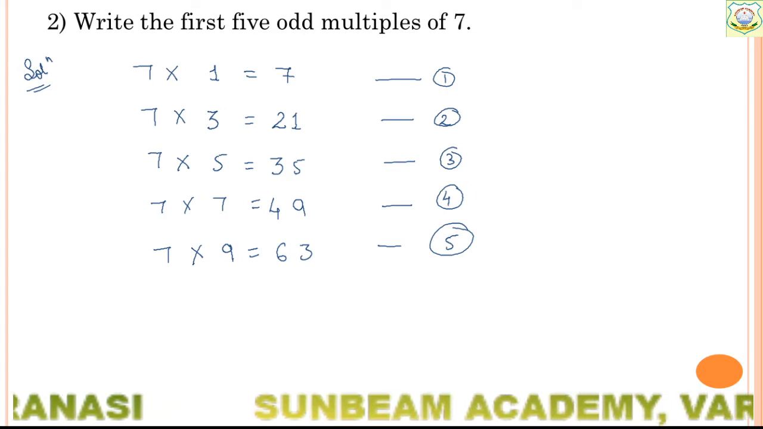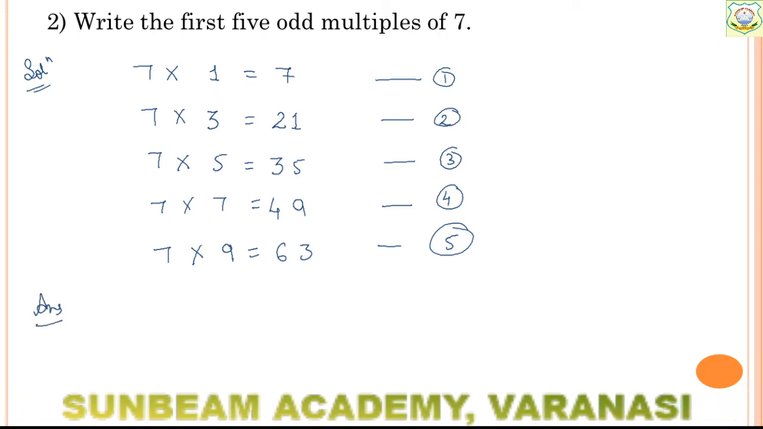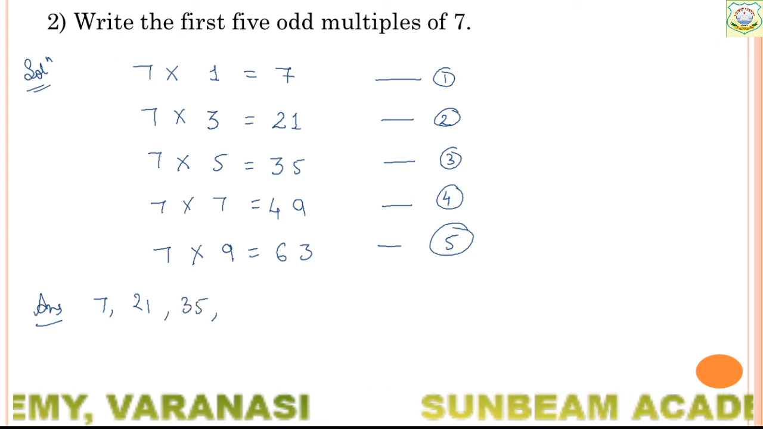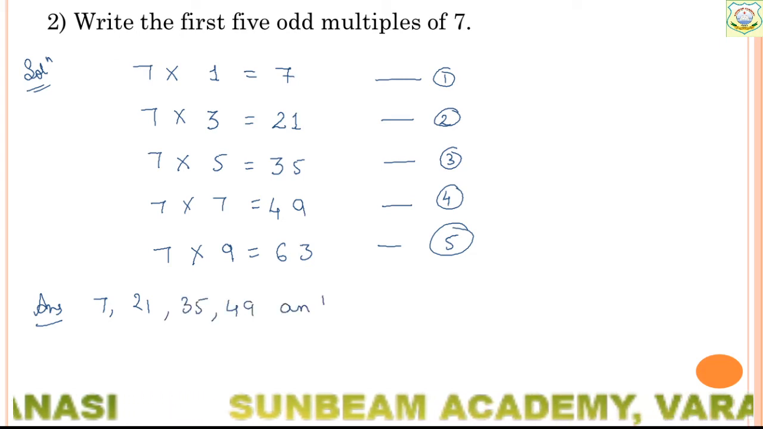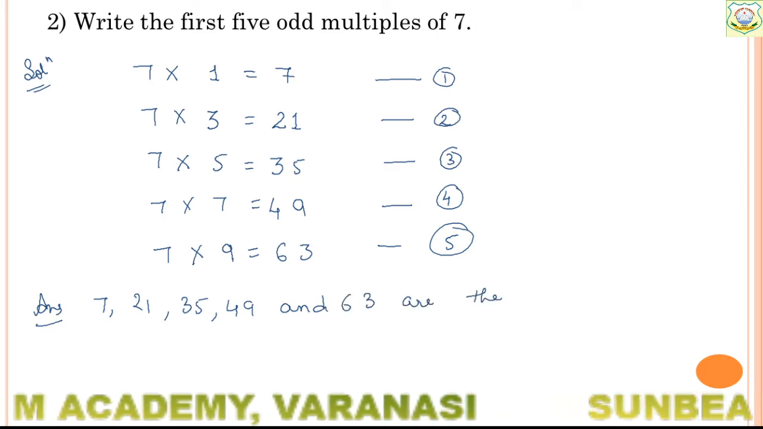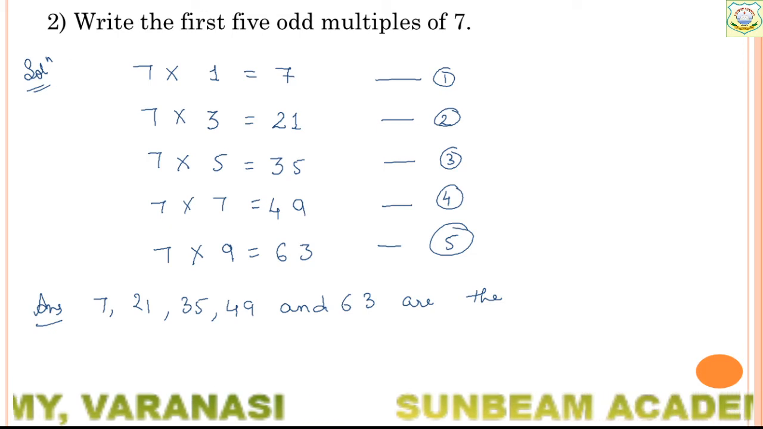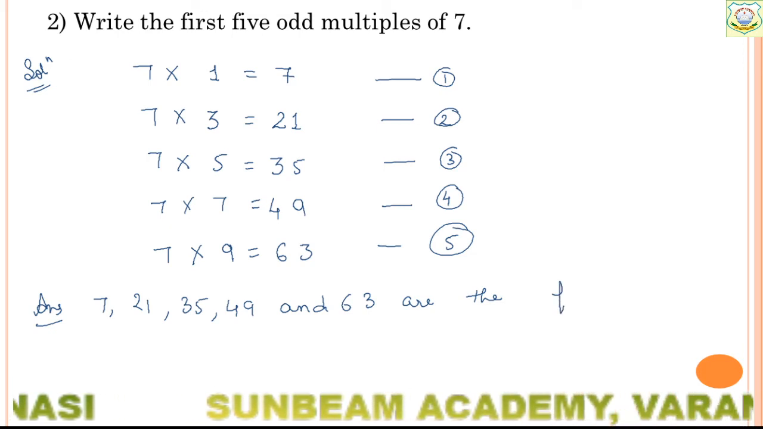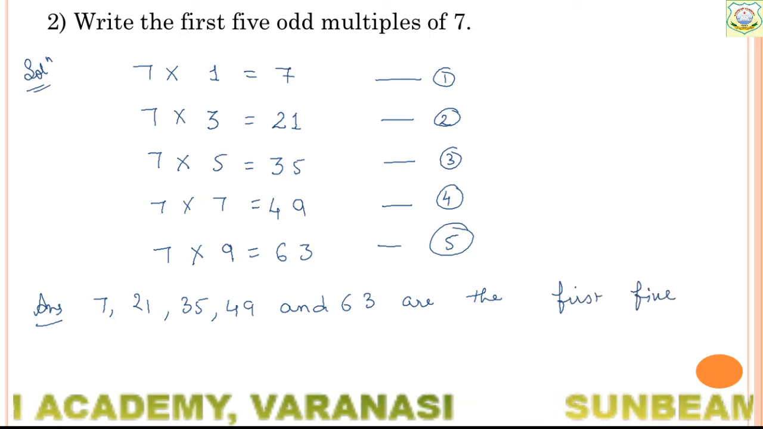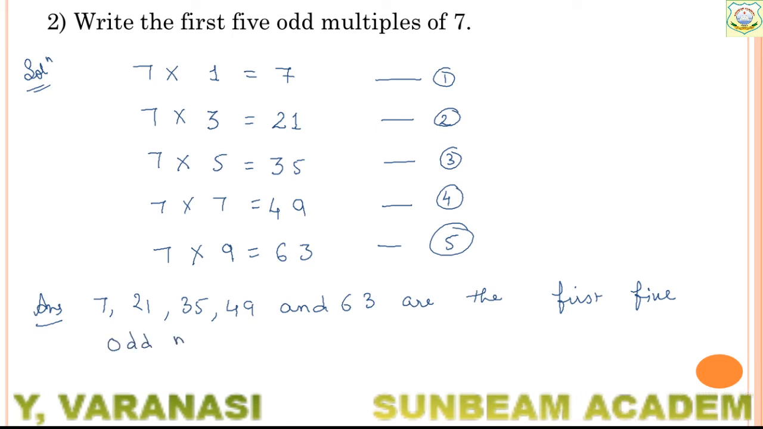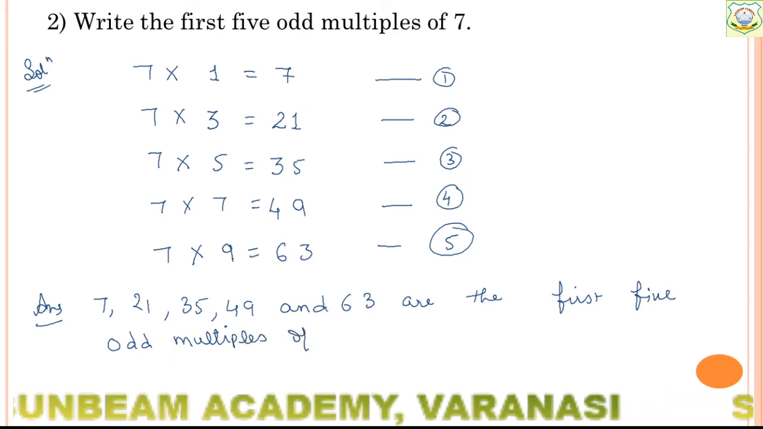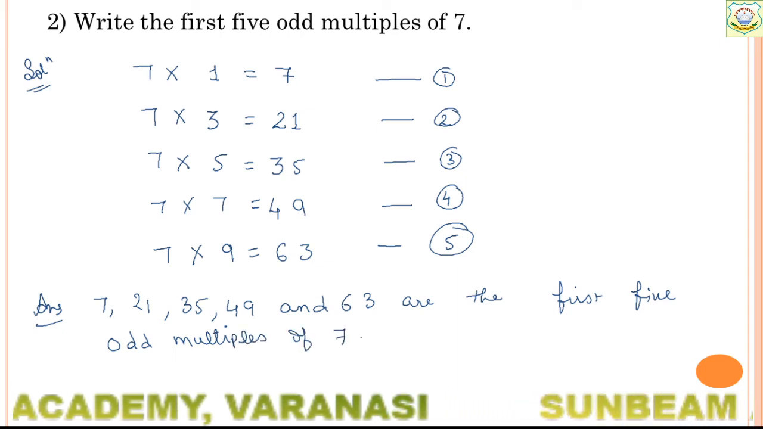So now we have to write the answer here. 7, 21, 35, 49 and 63 are the, we have to write from the question, are the first 5 odd multiples of 7. Note down. Note it down.